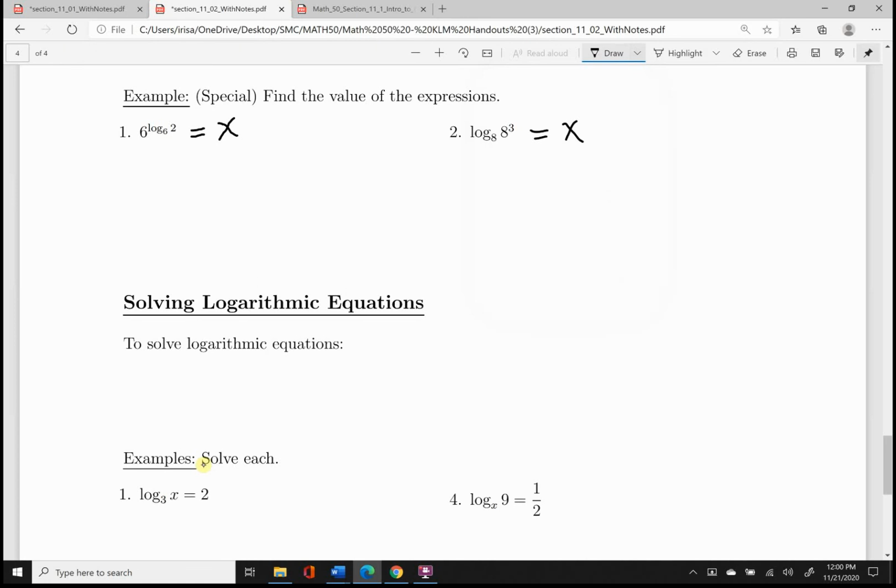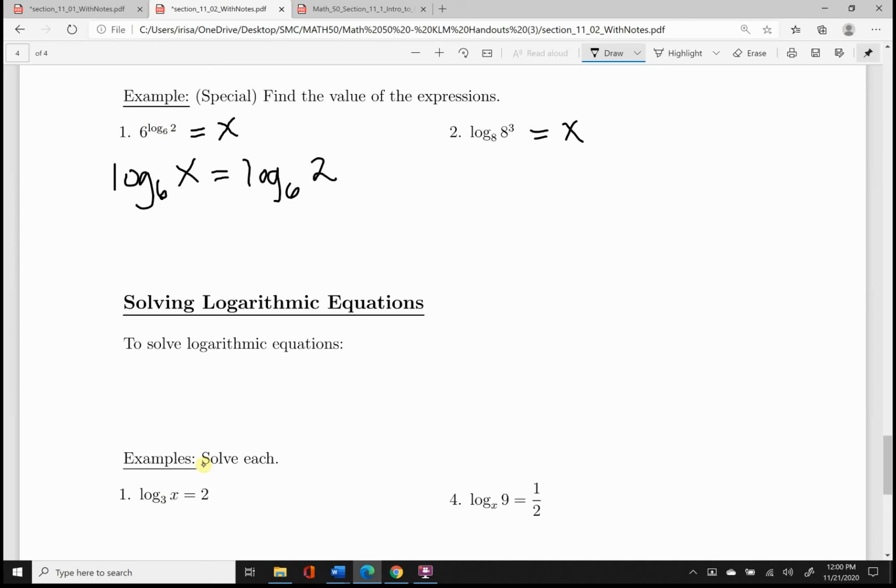The mantra is, since this is exponential, it's going to be rewritten as log base, what, 6? Because that's the base of the exponential. And the exponent is the thing that the log is equal to, so that'll be log base 6 of 2. I know, a little bit funky. And then the exponential is always equal to the argument.